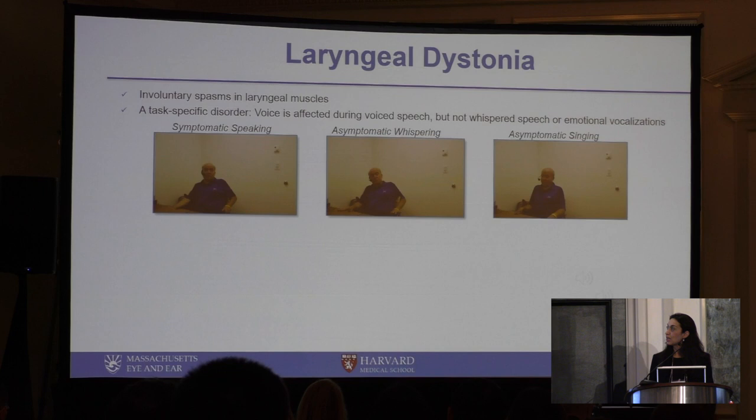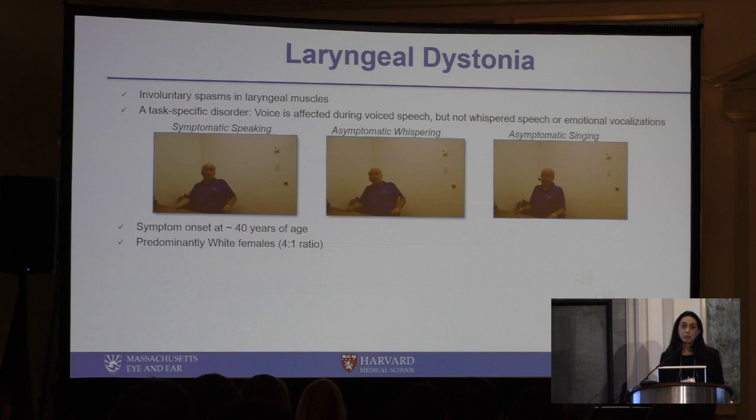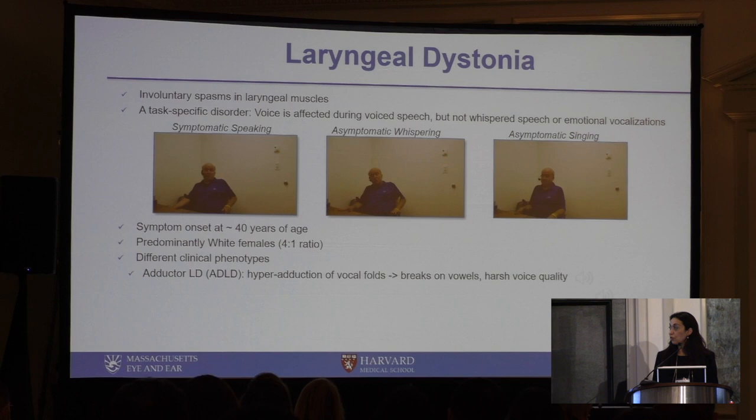Much easier, though singing, especially happy birthday, involved all this voiceless consonant that the patient was breaking in vocal spasms during speaking. Symptom onset is usually at around 40 years of age. It predominantly affects white females with 4-to-1 ratio. There are different clinical phenotypes, including the most common abductor form, where hyperabduction of vocal folds leads to breaks of vowels and harsh voice quality.